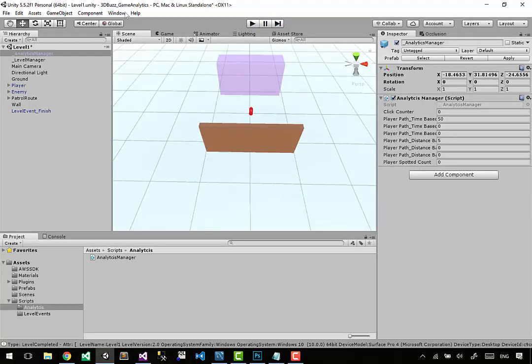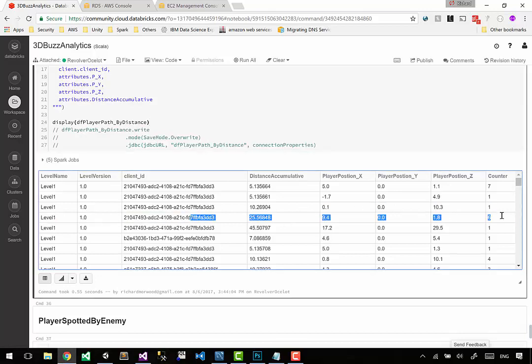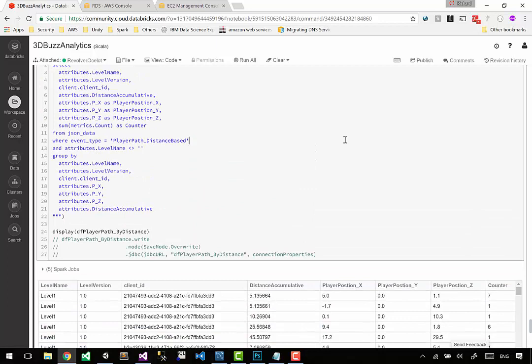This isn't click, this is distance based. Where was the player after moving 5 units? Oh, hey, so every time they played through that level, they've gone through the same way. Yeah. Okay. Cool. In this case, me. 6 times. Pretty consistent. I like clicking in the same spot.